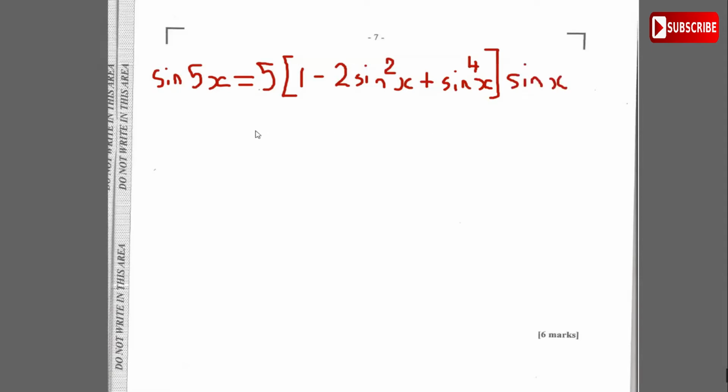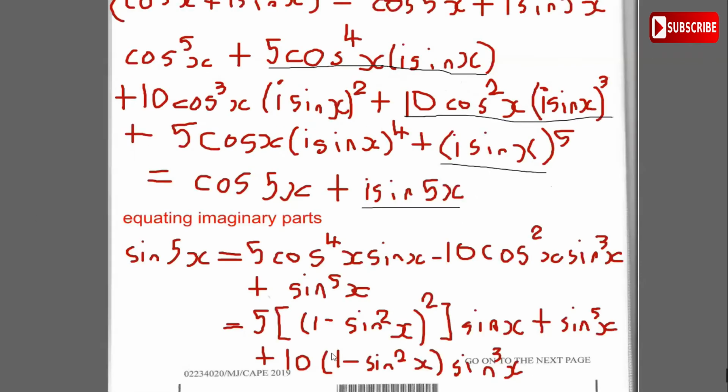Plus, remember we were adding sine to the 5 of x. Plus, we were adding 10 times this. So we can expand this out to get sine cube times 1 and sine cube times sine square. So it's going to be 10 times sine cube minus sine to the 5th.